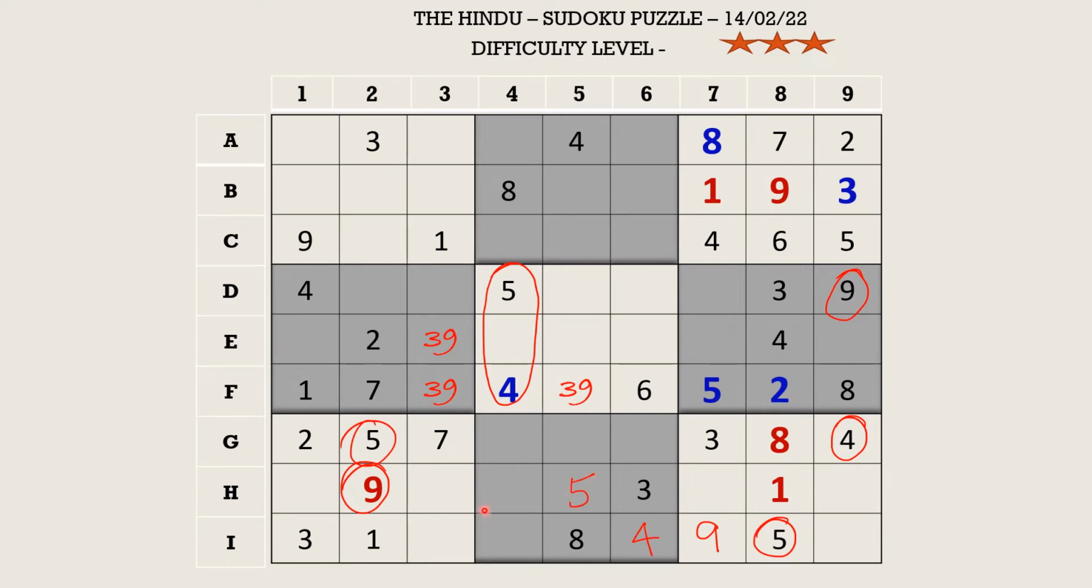Now there are 3 empty cells in I row. There is a 2 and 7 in G row which blocks this cell. That means 2 and 7 can go only in these 2 cells, that is I4 and I9. There is a 2 here in column 9 which blocks this cell. So I9 takes 7 and I4 takes 2. Now in I row, the only missing number is 6. So I3 takes 6.